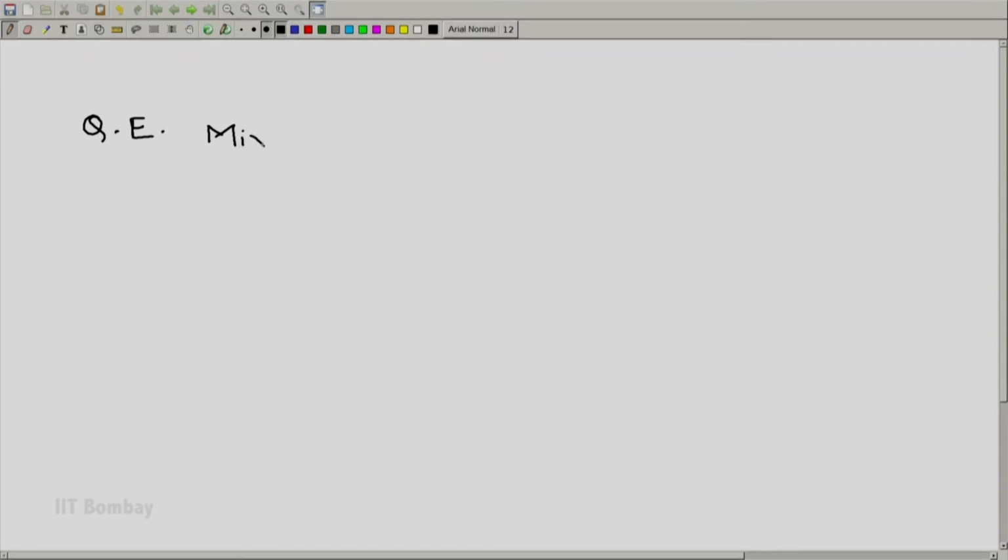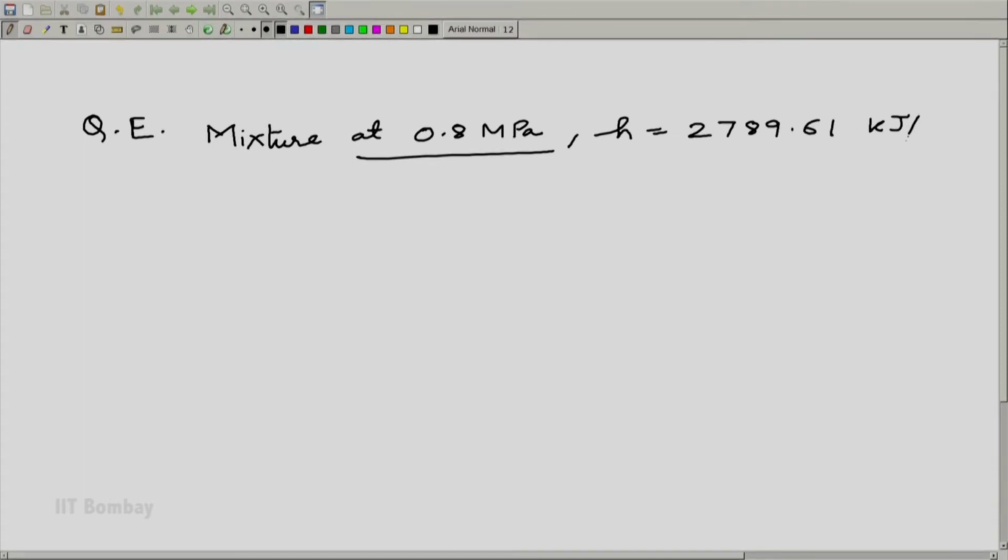So, question E, we got a mixture at 0.8 MPa, that is the pressure, and corresponding to that the enthalpy H is equal to 2789.61 kilojoule per kg. Now, we have to compare in which zone it is. Although I said that we know the region, let us find out from the table. So, at 0.8 MPa, let us find out what are the Hf and Hg respectively.